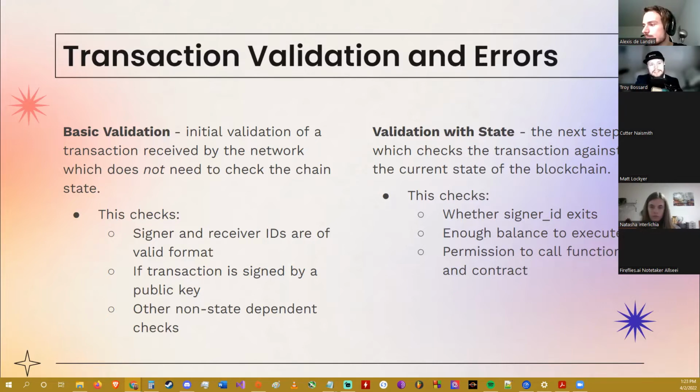Once basic validation is done, then it moves into validation with state, in which it checks the transaction against things that it has to reference the state of the blockchain for. Things such as whether the signer ID exists, whether there's enough balance to execute the transaction, whether the person sending the transaction has permission to call the function and contract that it's attempting to interact with. So that's just some information about how transactions are validated whenever they're first broadcast.